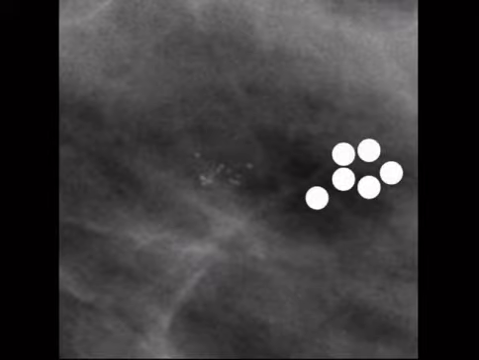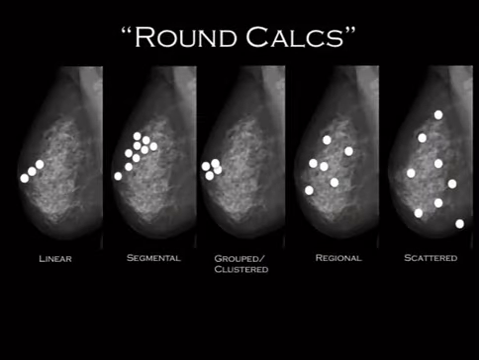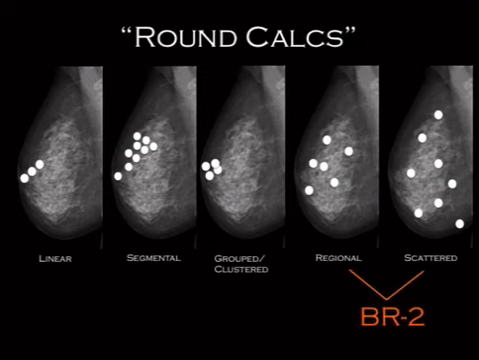Okay, so next case here, we've got a cluster or group of round calcifications. So how do you handle that? Remember that calcifications are described with their morphology and then their distribution. And the distribution really can make you think whether or not this is a benign thing or a bad thing or an intermediate thing. So quick review, scattered and regional calcs are considered benign patterns.